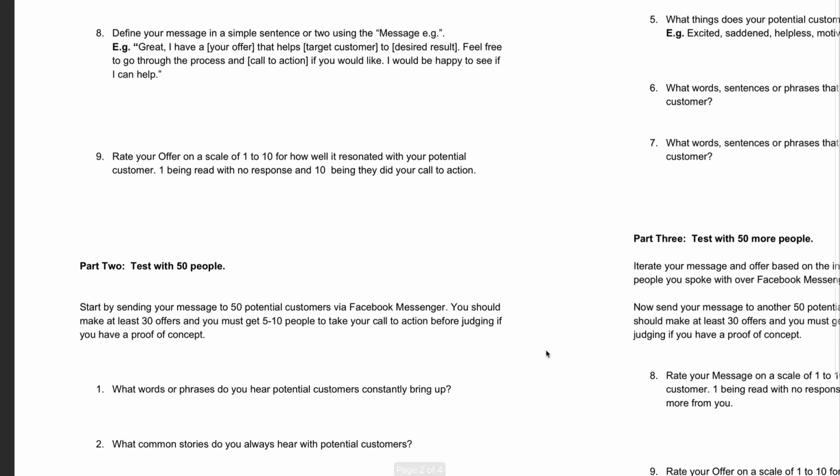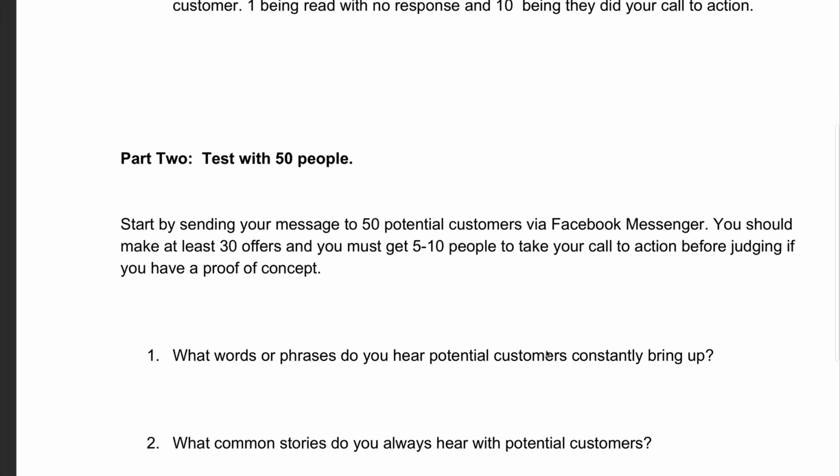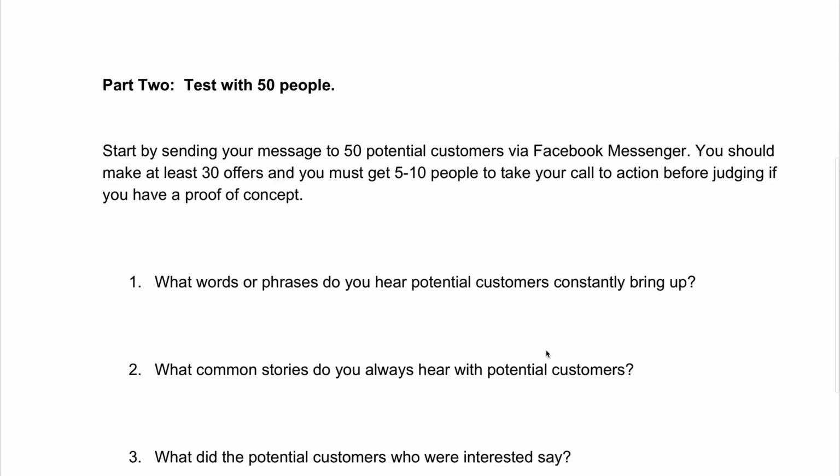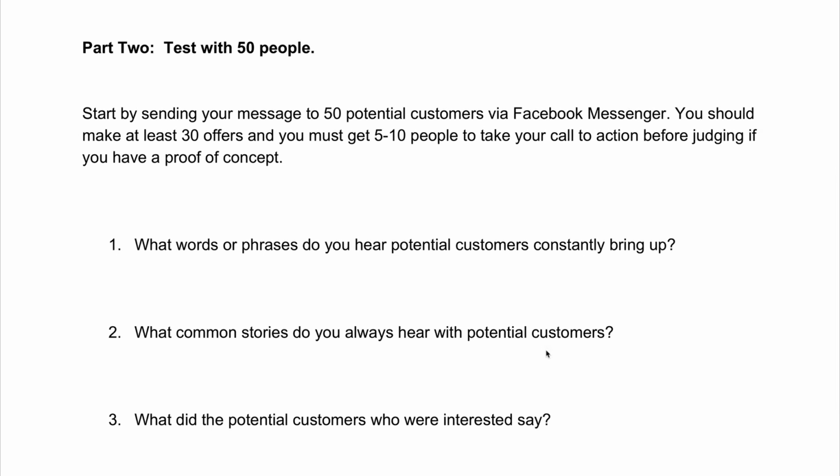The next thing that you'll do is you'll scroll down to part 2. And part 2 is testing with 50 people. So the reason we test with 50 people is because with Facebook, you can only really send about 50 messages per day and friend about 50 people before the Facebook algorithm platform basically ends up flagging you or ends up marking it as you're spamming.